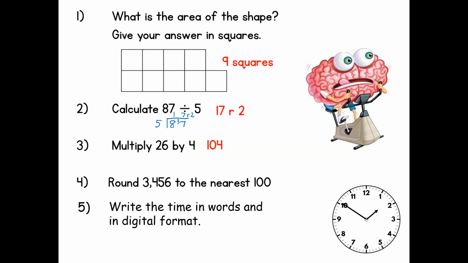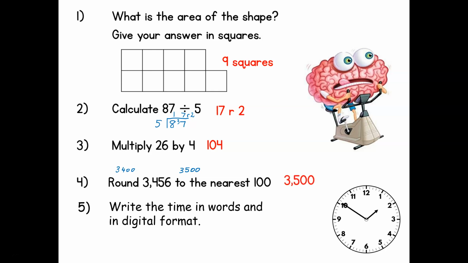I know that 3,456 is between 3,400 and 3,500. Because I'm rounding to the nearest hundred, I look at the tens digit to help me decide which hundred the number is closest to. I can see the tens digit is 5. 5 is always high, so I'm going to round up. 3,456 is nearer to 3,500, so it rounds to 3,500.